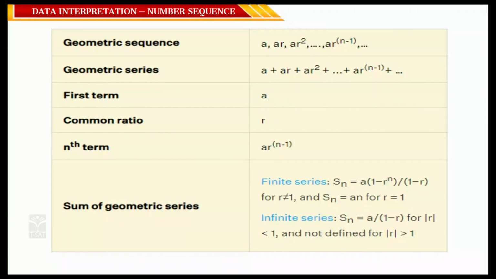So, here A, AR squared, AR cubed and so on, AR to the power of n minus 1, which are in geometric progression. Clear? And the next one is the geometric series: A plus AR plus AR squared plus so on up to AR to the power of n minus 1. This is a geometric series. Clear?